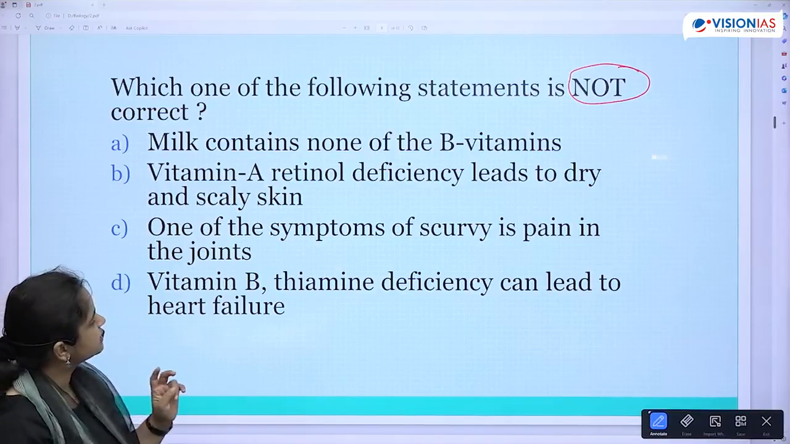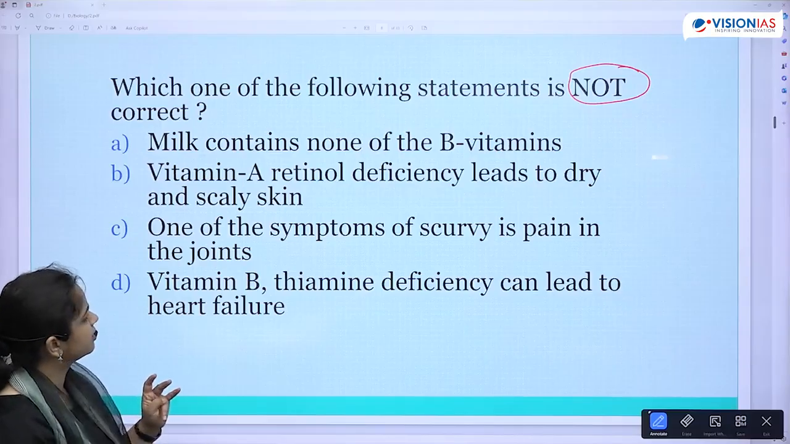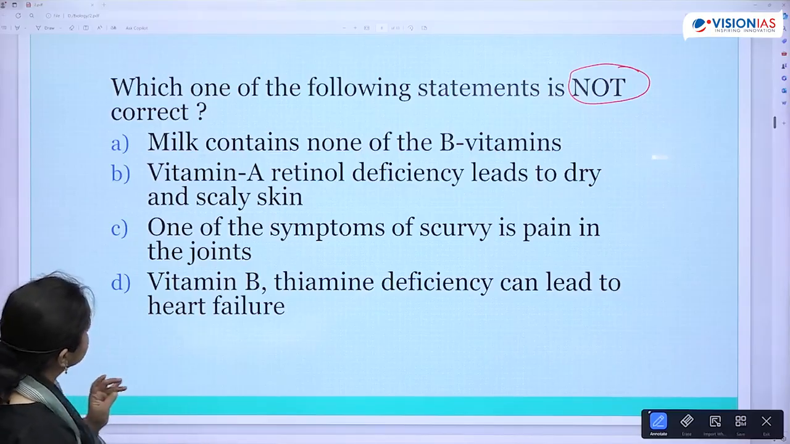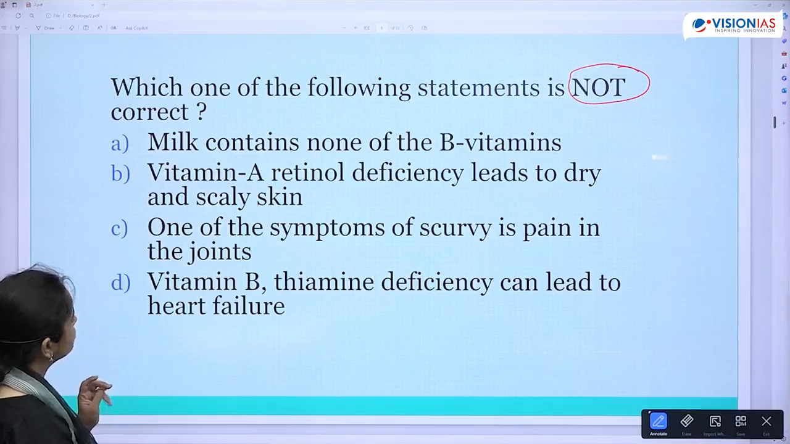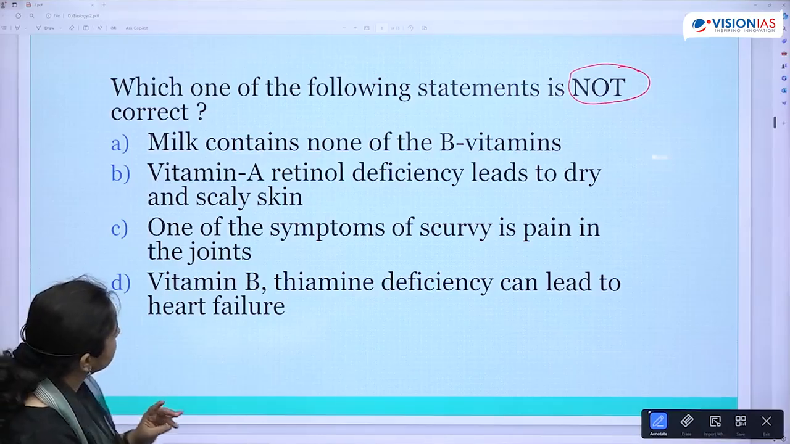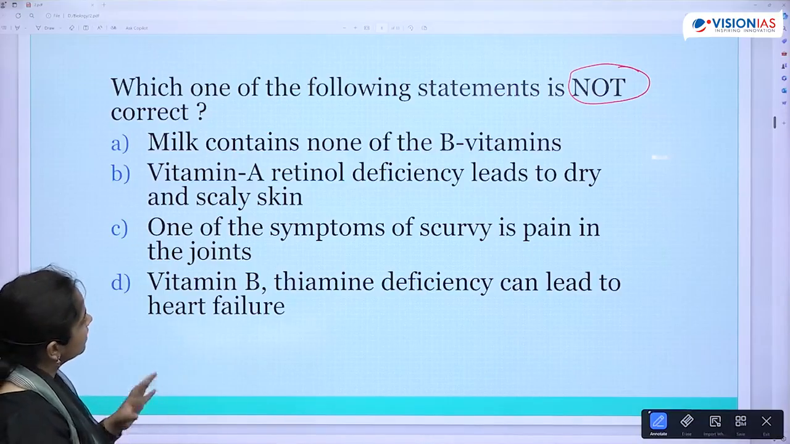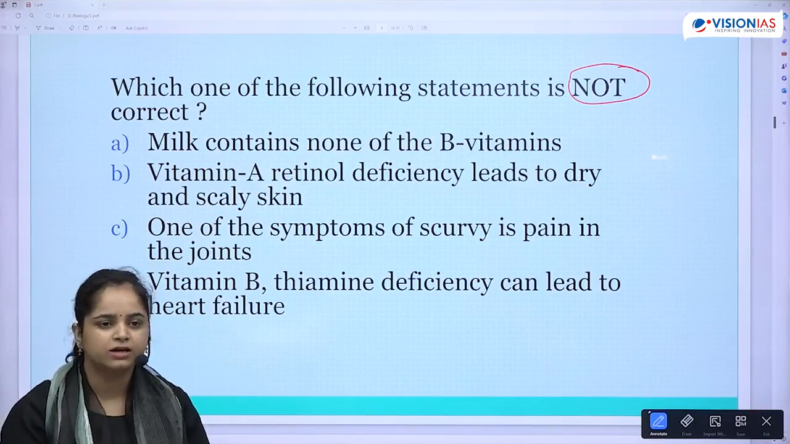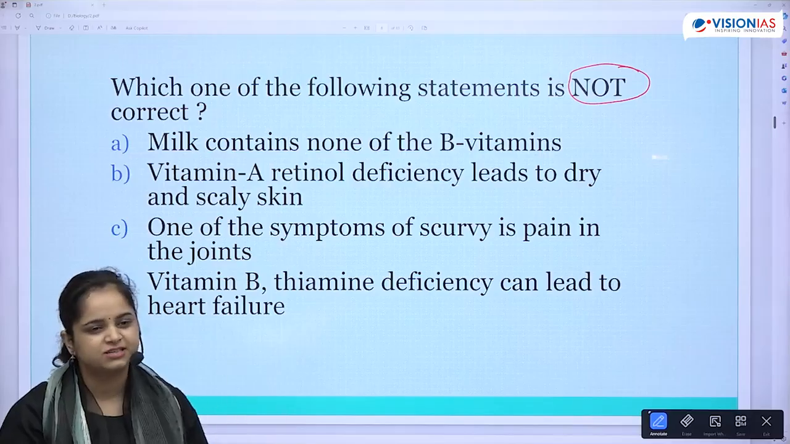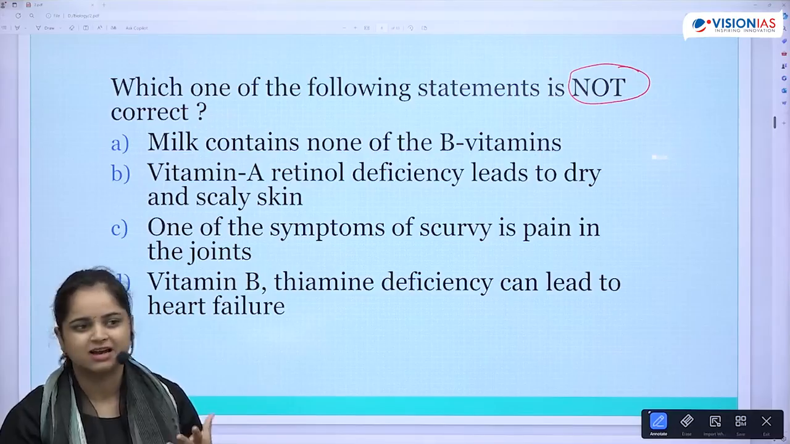The first statement says milk contains none of the B vitamins. Then vitamin A retinol deficiency leads to dry and scaly skin. One of the symptoms of scurvy is pain in the joints. Then vitamin B thiamine deficiency can lead to heart failure. So in this, there are 3 statements on symptoms and 1 is on a source. And for the source also, they've not asked you something like sesame seeds or chia seeds. They've asked the most basic source there is available, and that is milk.